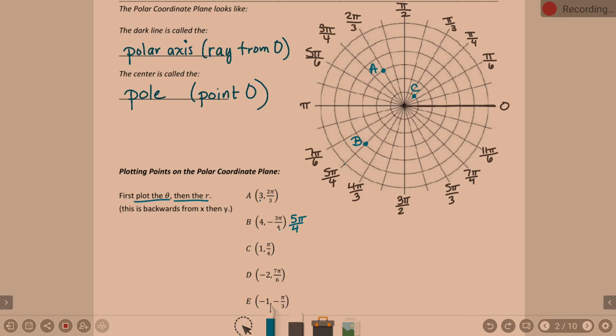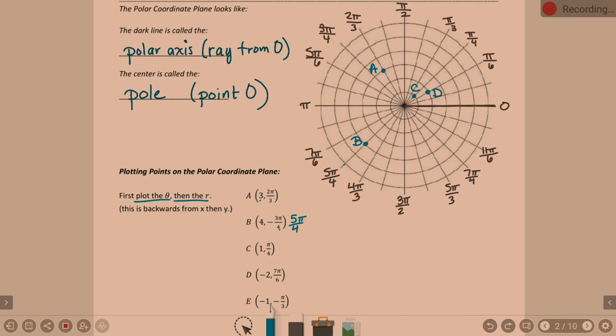They take you left. So 7 pi over 6, if we have a negative R value, which line are we going to end up on? You're going to end up on pi over 6. And you're going to go negative 2, so you end up 2 out on pi over 6. Okay, so a negative R value, I always say it shoots you backwards through the pole, and you end up on the other side of the graph. Just follow the diagonal. Are we okay with that one?